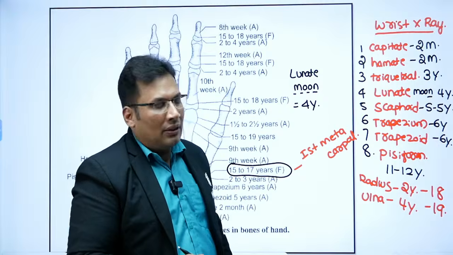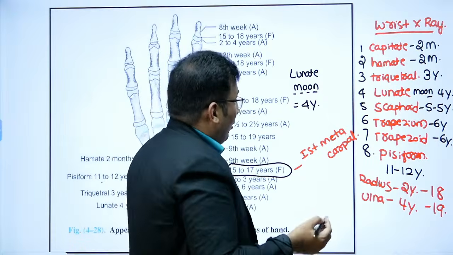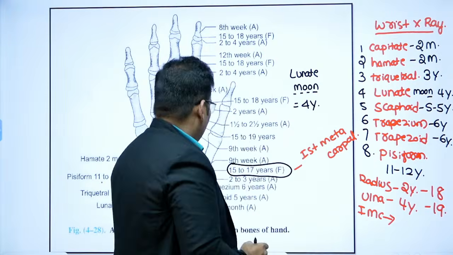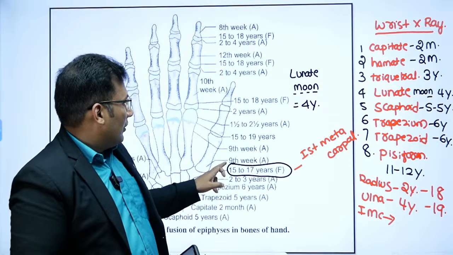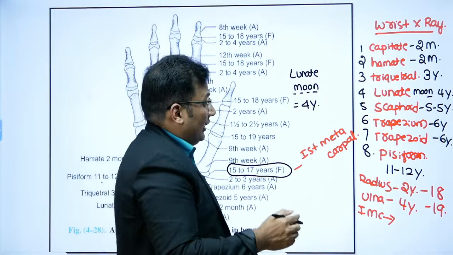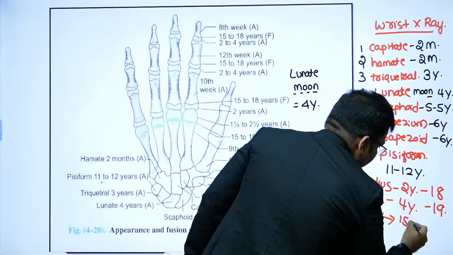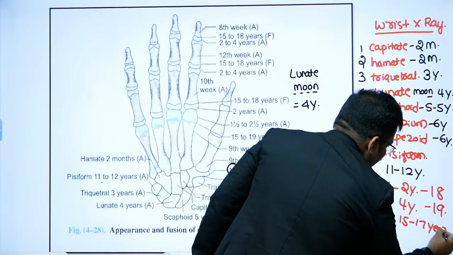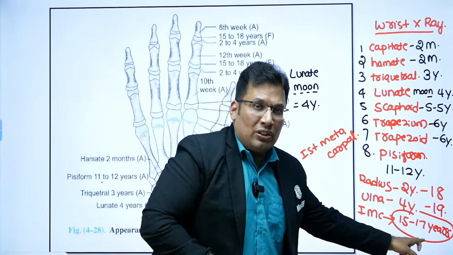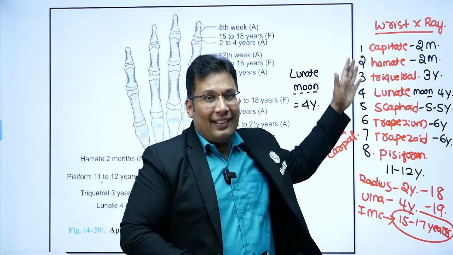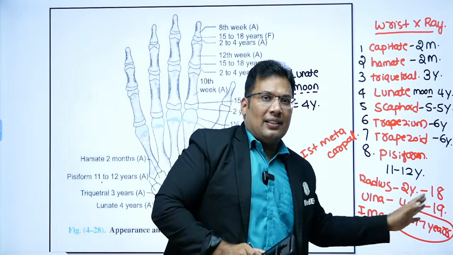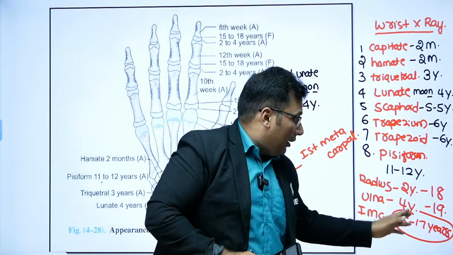This is an important one. Then also you should look for the first metacarpal. The first metacarpal fuses at 15 to 17 years. So this is a very important concept, 15 to 17 years. I'll repeat again. There are 8 centers in the wrist X-ray, the carpal bones, and they never fuse. The radius fuses at 18 years, the ulna usually at 19 years, and the first metacarpal usually at 15 to 17 years.